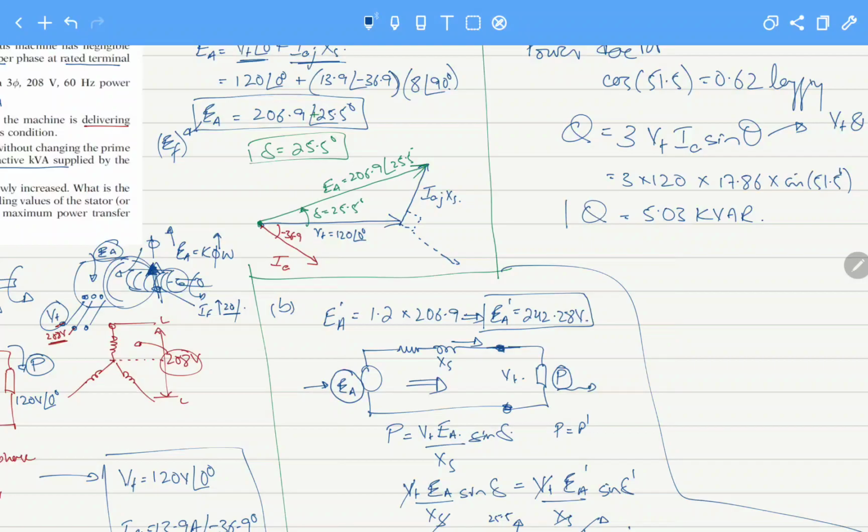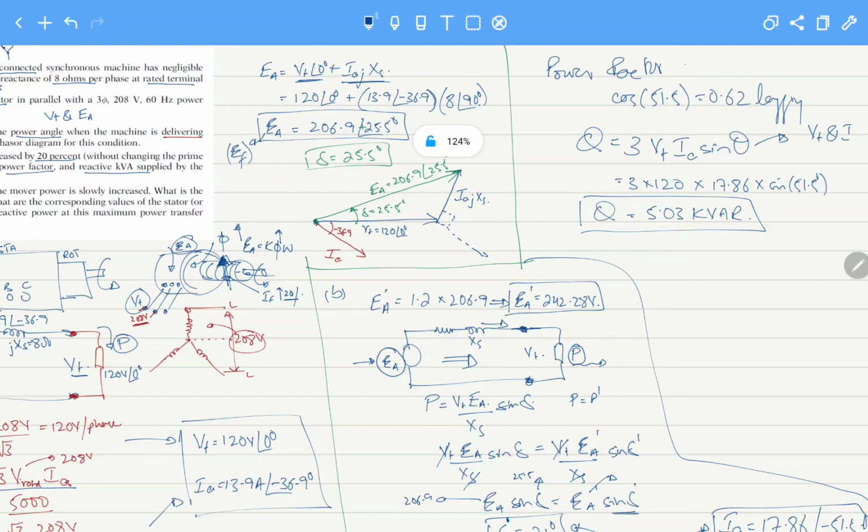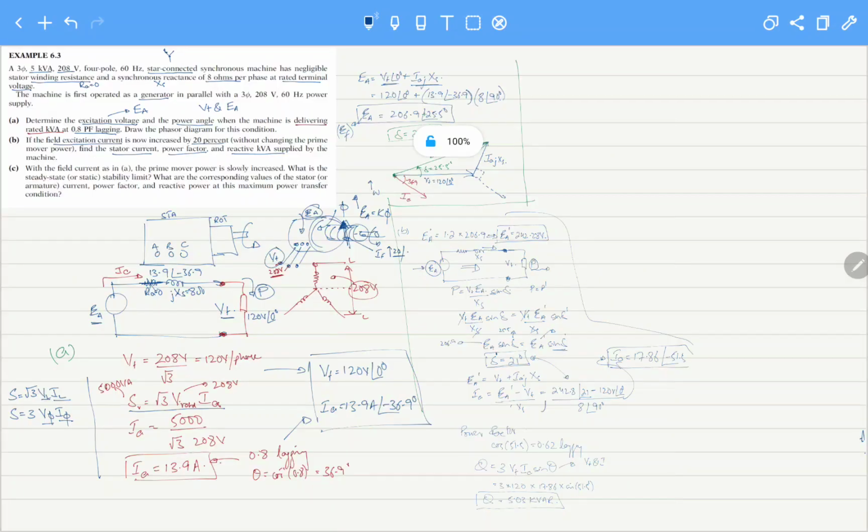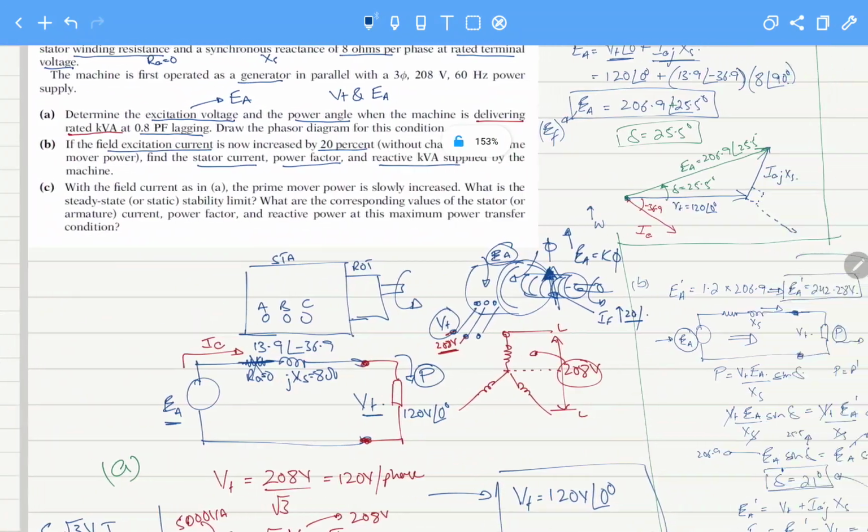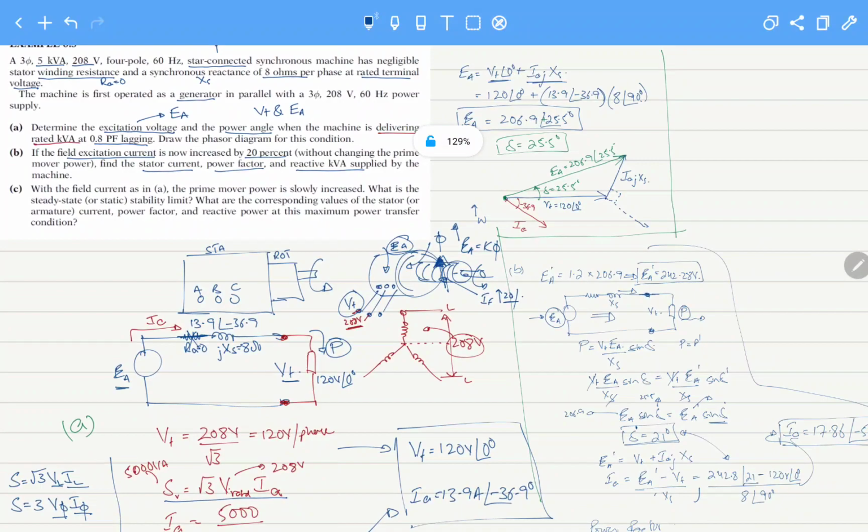So this will be the value for part B. Thank you. Okay, so the next part, what we have done up till now, we have calculated the excitation voltage for a certain load that was connected.